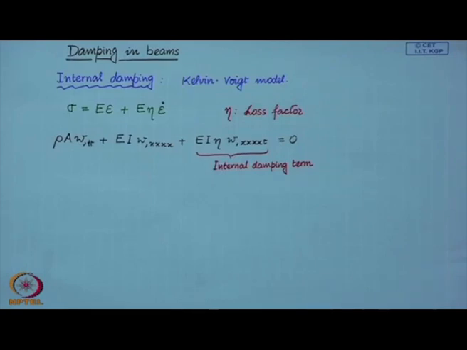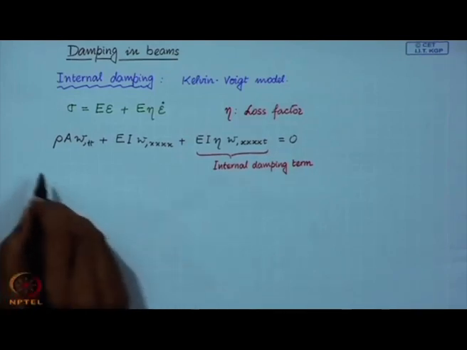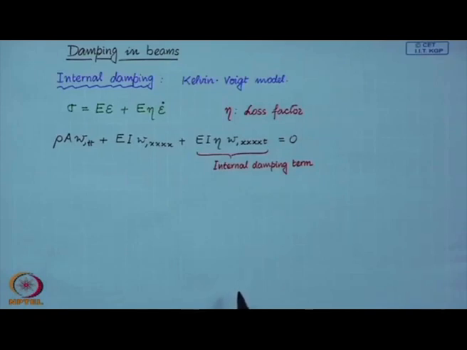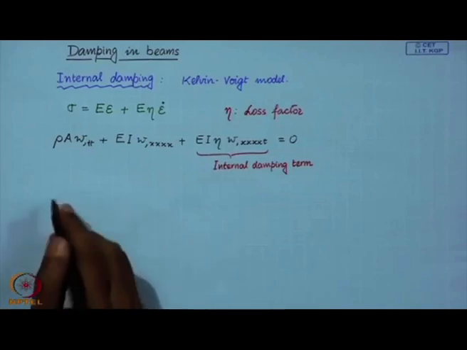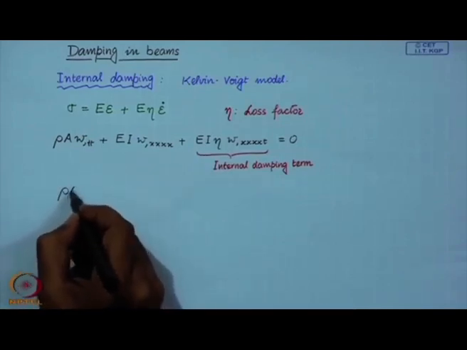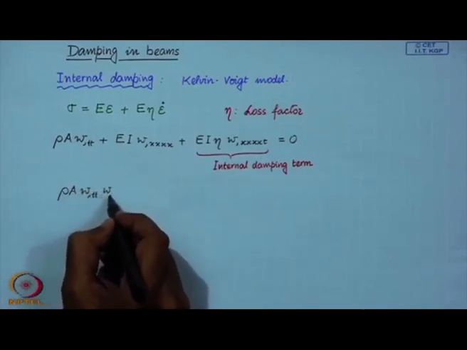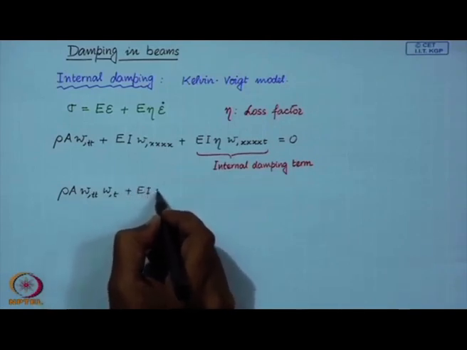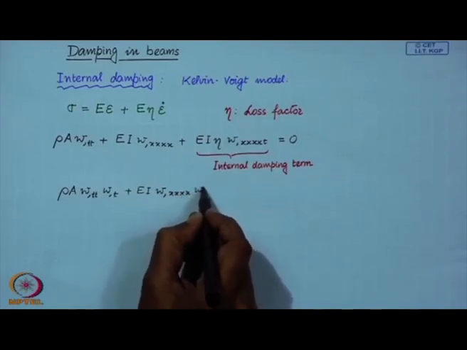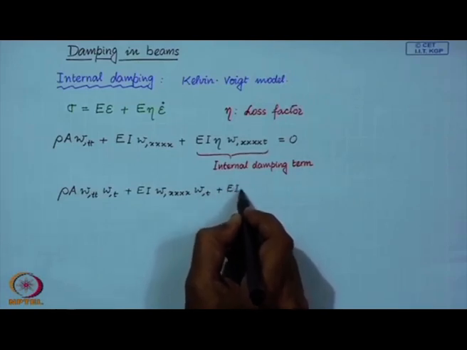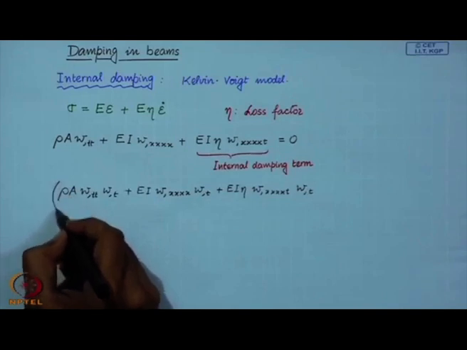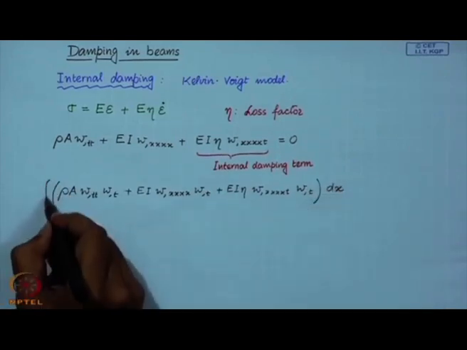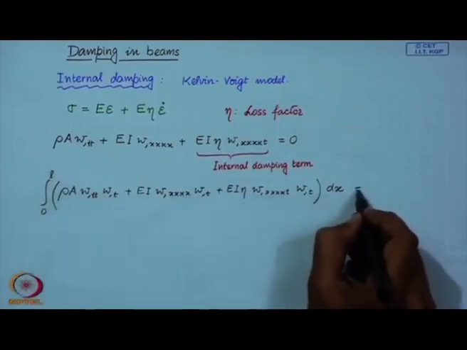Now, to see that this is really a damping term, we multiply this whole equation with the velocity del w del t and integrate over the domain of the beam, that is the length of the beam. So, we obtain this, and integrate this, and that must also be 0.